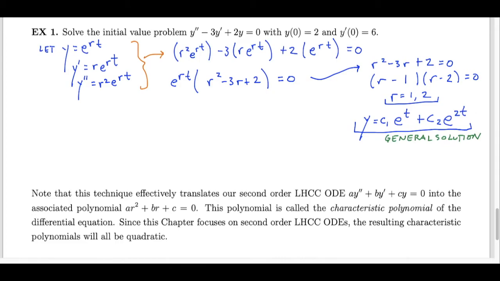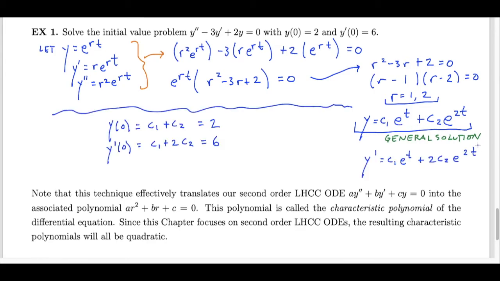I'll talk more on that in just a second. But anyways, so now that we have this general solution, go back to the stated initial conditions and incorporate those. Notice that in order to incorporate this second initial condition, I will need to calculate the derivative of my general solution. That seems pretty straightforward.